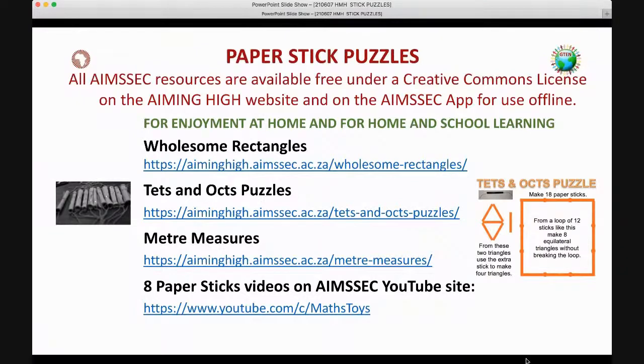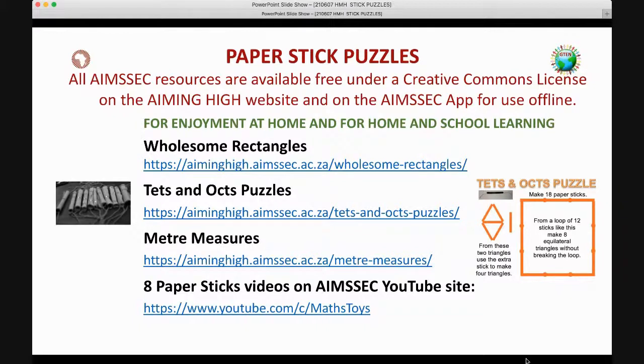So for enjoyment at home and for home and school learning, you've got Wholesome Rectangles, which is really all about number, with lots of number puzzles in there. The Tets and Octs puzzle we've worked through this afternoon. We've talked about meter measures, making that meter stick and doing lots of measurements. And there are 8 videos on the AIMSSEC YouTube site, all about paper sticks and different things that you can do with paper sticks. The AIMSSEC YouTube channel is called MathsToys.